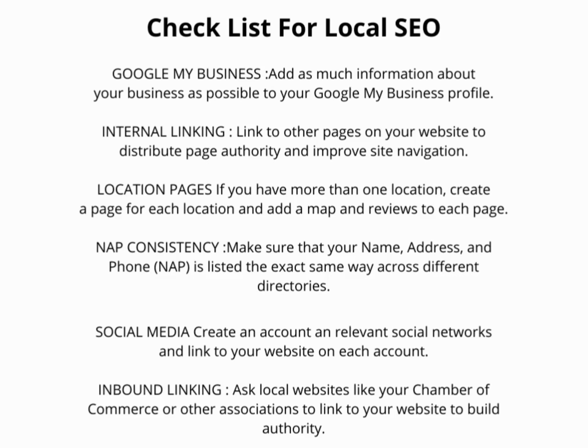Next is NAP consistency. It's nothing but name, address, and phone number. You have to make sure that you are providing the same and exact information for every branch or every page. Then social media. You have to make sure that you have your own social media accounts, and then you can link your website and promote your business.